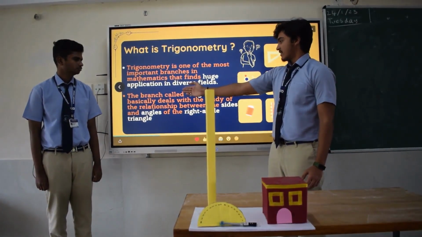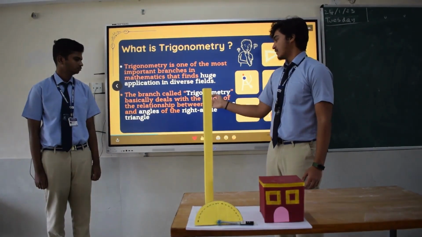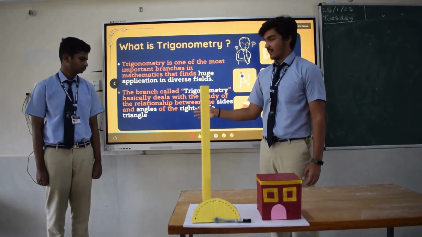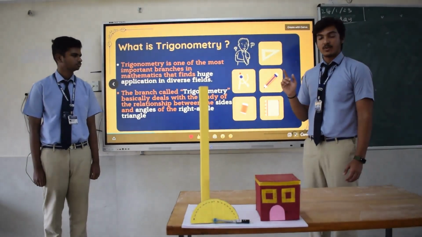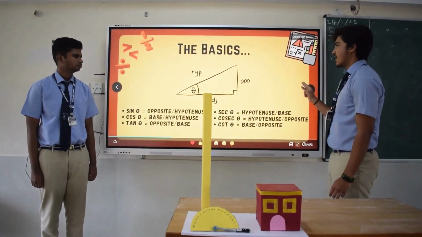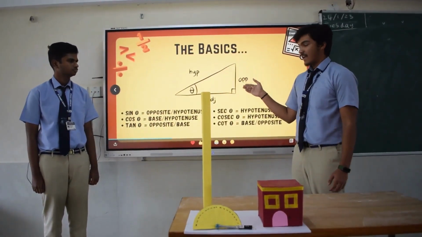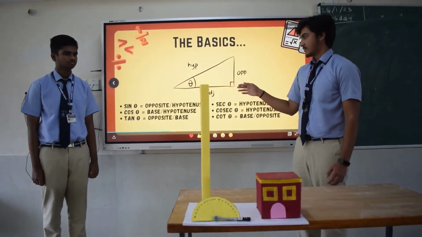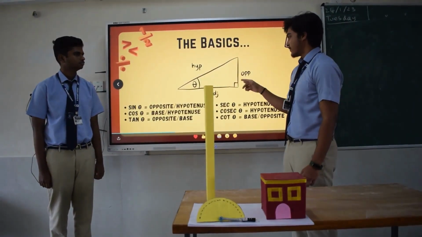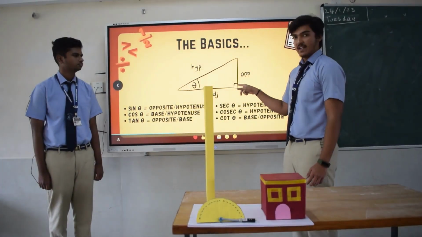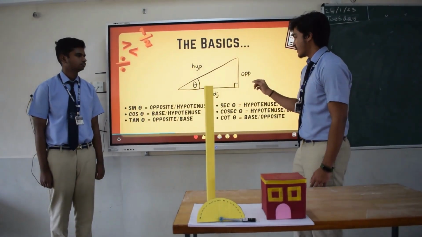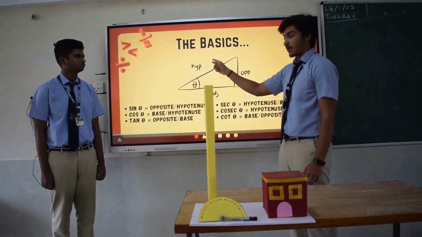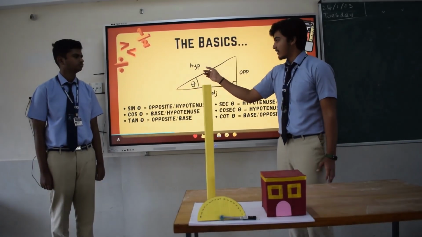The second point says the branch called trigonometry basically deals with the study of the relationship between the sides and angles of the right angle triangle. Also, trigonometry is applicable only to right angle triangles. Now we shall look into what a right angle triangle is and how we use trigonometry on this triangle. A right angle triangle is a triangle with one angle which is 90 degrees, this one. And the side opposite to the right angle is called the hypotenuse, and it is always the longest side of the triangle.